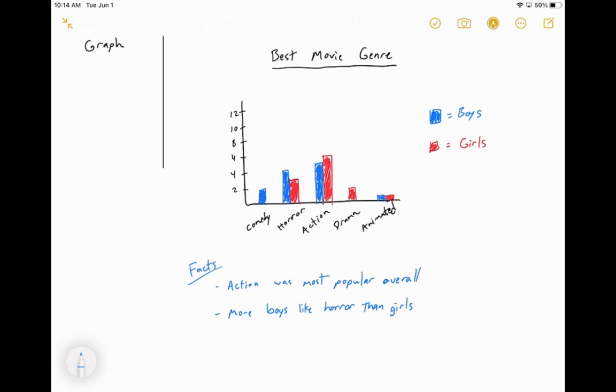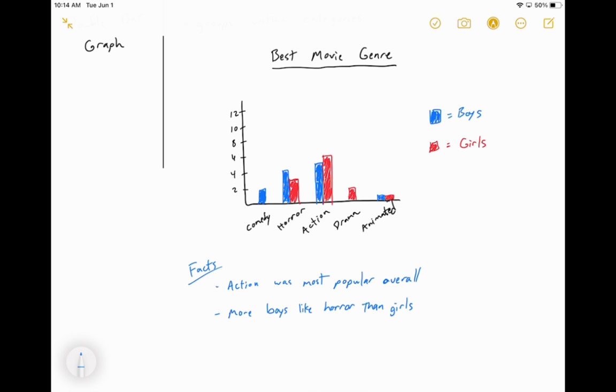And you could say so many more things. Like, there are the same amount of boys and girls that like animated as their favorite. There are no girls that like comedy. There's no boys that like drama. The second favorite was horror. There's so much information here that you can use, right? And again, we use this information to make decisions in our everyday lives, to find out what's popular, to find out what people like, and so that's important.